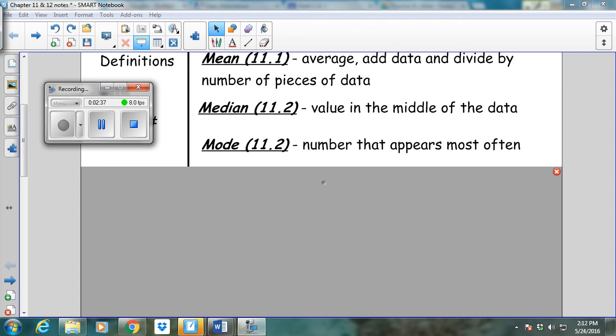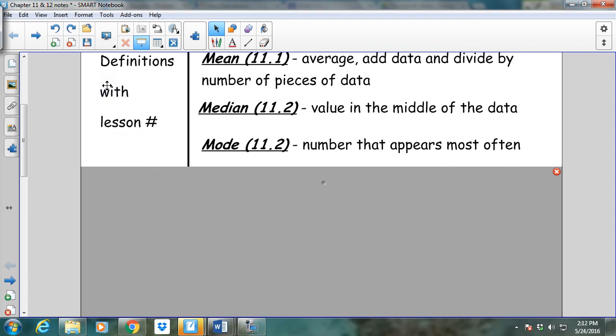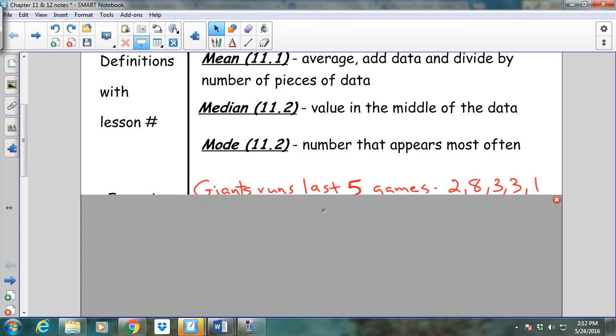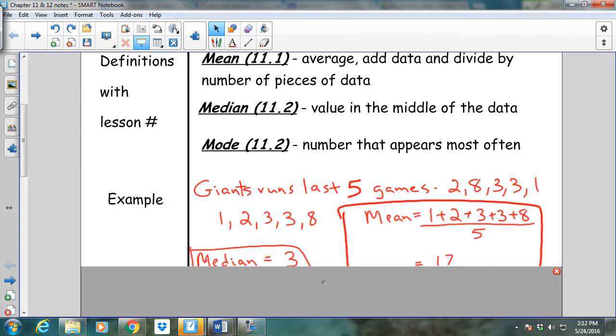So I think I gave the definition of mode, the number that appears the most often. And it can be more than one number. You could have 2, 3, 4 numbers that all appear a lot of times, and those would all be listed as the mode. So here's an example.